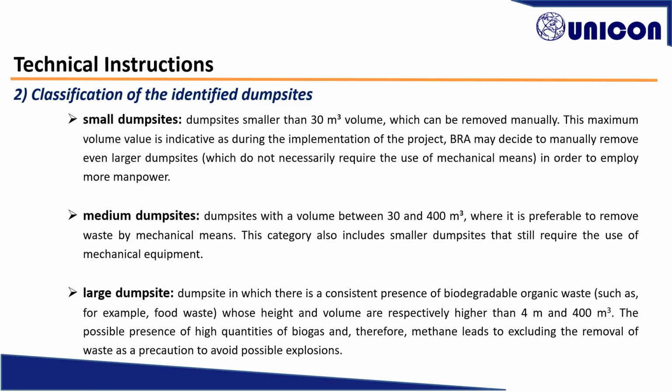The second step is the classification of the identified dump sites. A first kind of dump site is small dump sites. In this case, dump sites are smaller than 30 cubic meter volume, and they can be removed manually. Actually, this maximum volume value is indicative, as during the implementation of the project, VRA might decide to manually remove even larger dump sites in order to employ more manpower.